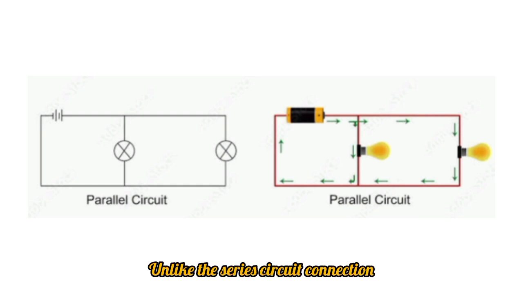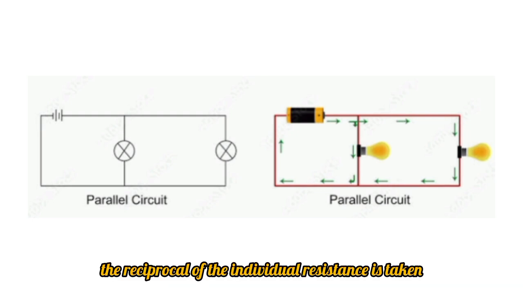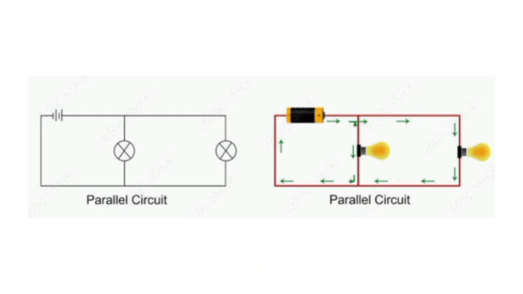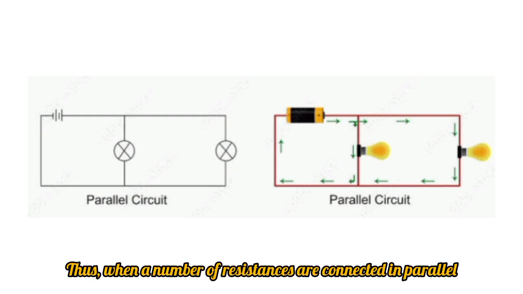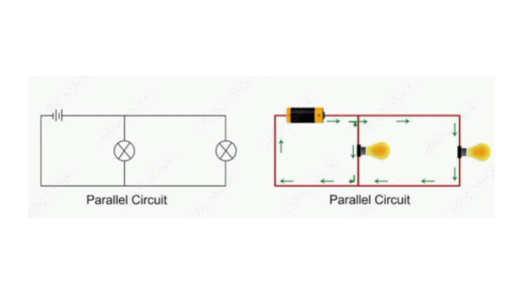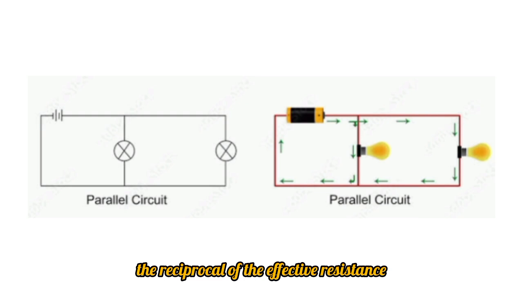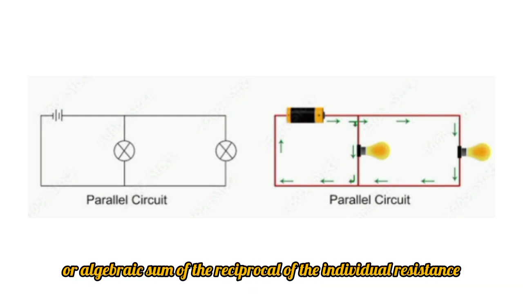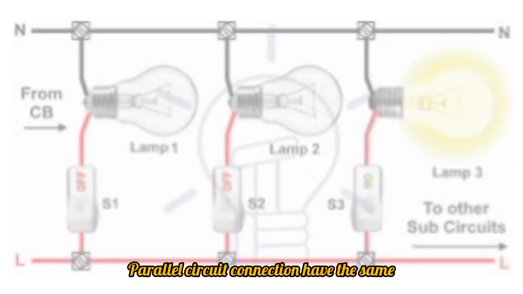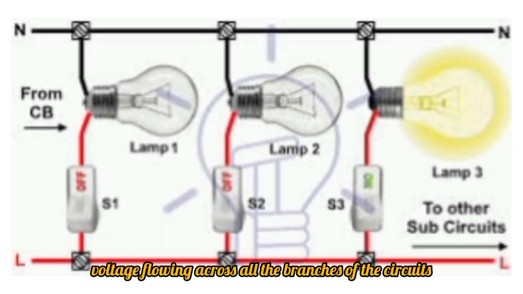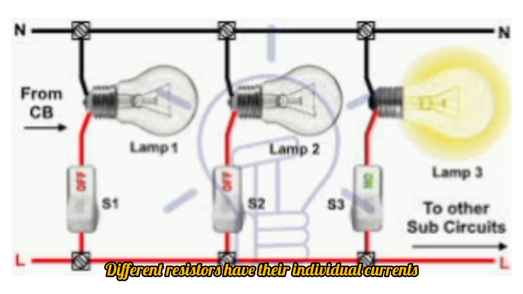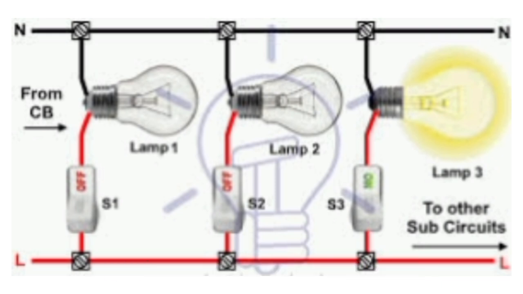Unlike the series circuit connection, when finding the total effective resistance in a parallel circuit, the reciprocal of the individual resistance is taken. Thus, when a number of resistances are connected in parallel, the reciprocal of the effective resistance is given by the arithmetic or algebraic sum of the reciprocals of the individual resistances. A parallel circuit connection has the same voltage across all the branches of the circuit. Different resistors have their individual currents.